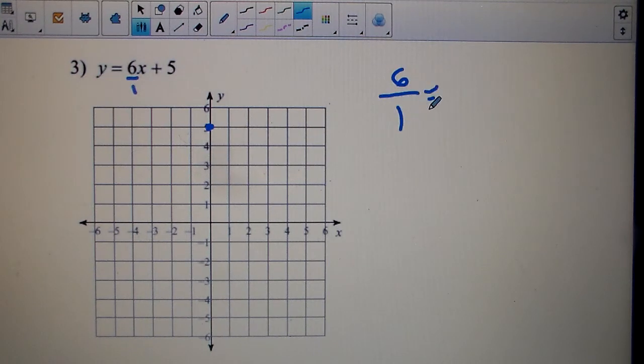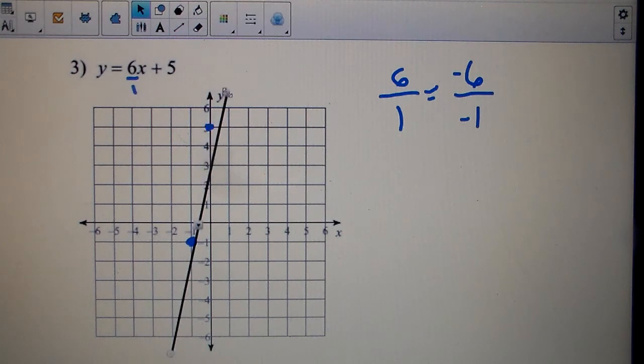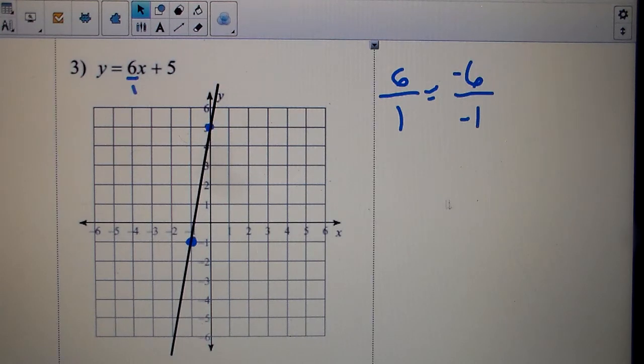is the same thing as negative 6 over negative 1, because a negative divided by a negative is a positive. So from this blue dot, we could actually go down 6 to the left 1, and that's where we'll find our other coordinate. So anytime you go off the graph, you could actually do the reverse, put 2 negatives or change both the signs to make it on the graph. So now we successfully graphed the line. That's y equals 6x plus 5.